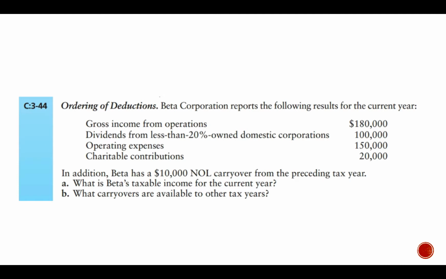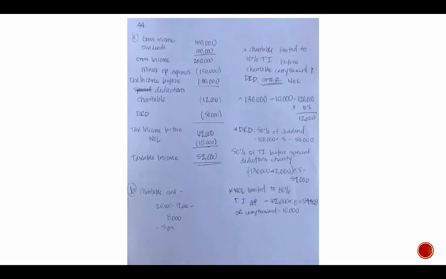Part B, what carryovers are available to other tax years? We used up all our net operating loss, but we did have that charitable contribution that was limited. It was valued at $20,000. I was allowed to deduct $12,000 this year, meaning I have an $8,000 carryover for 5 years, if I can use it up in 5 years. If not, I lose it.